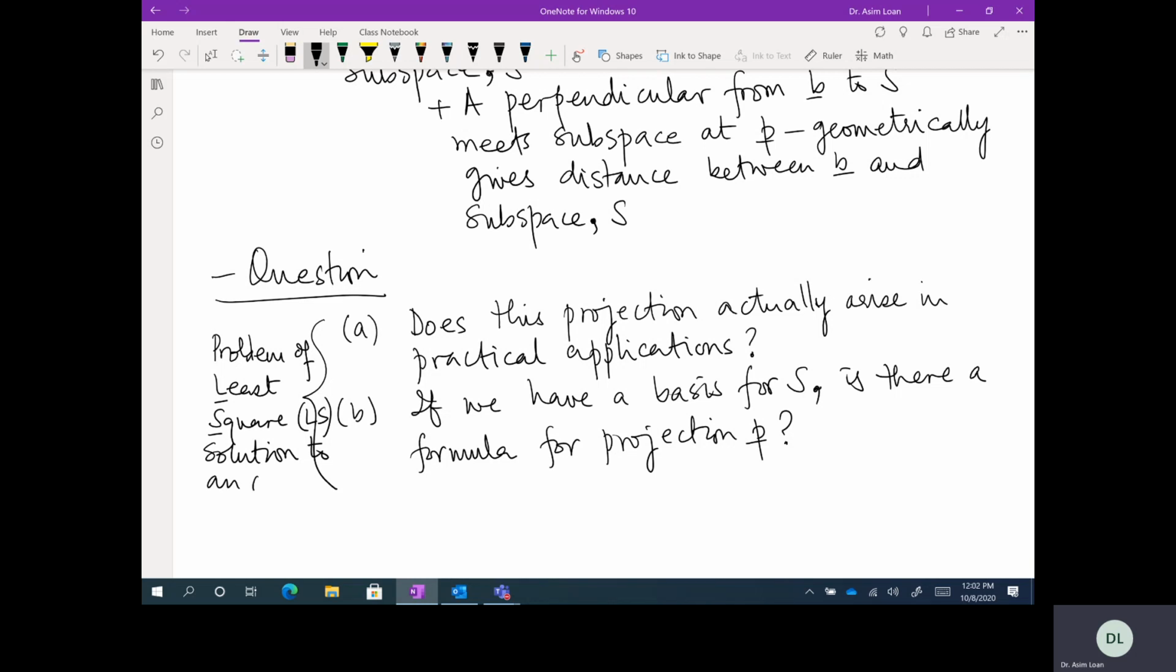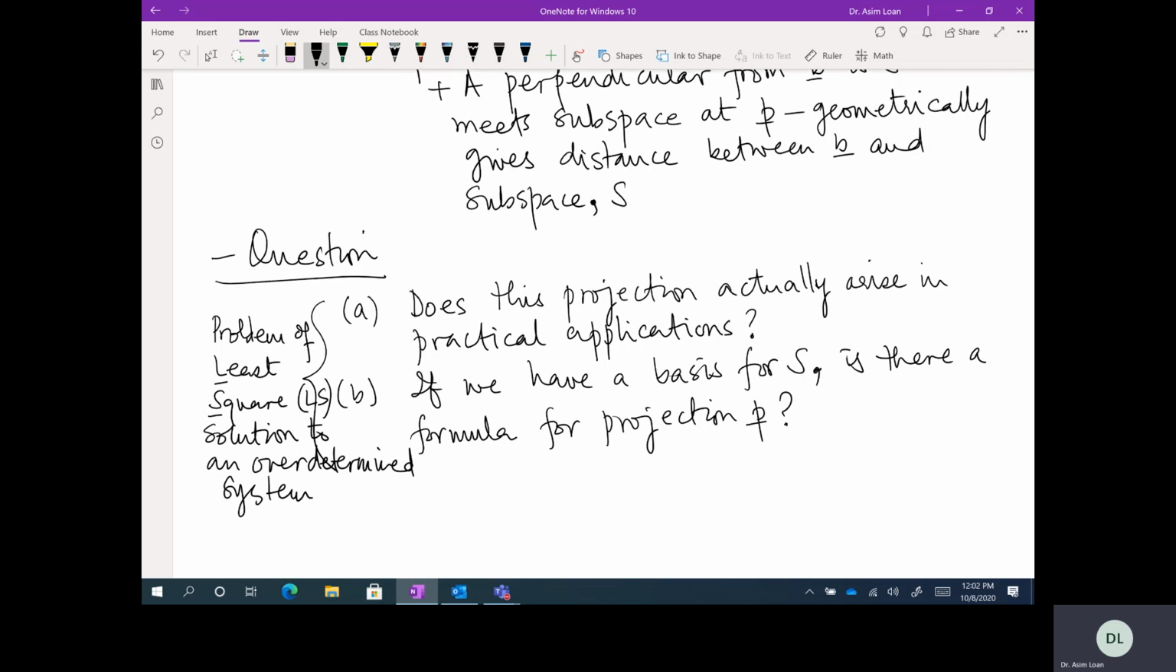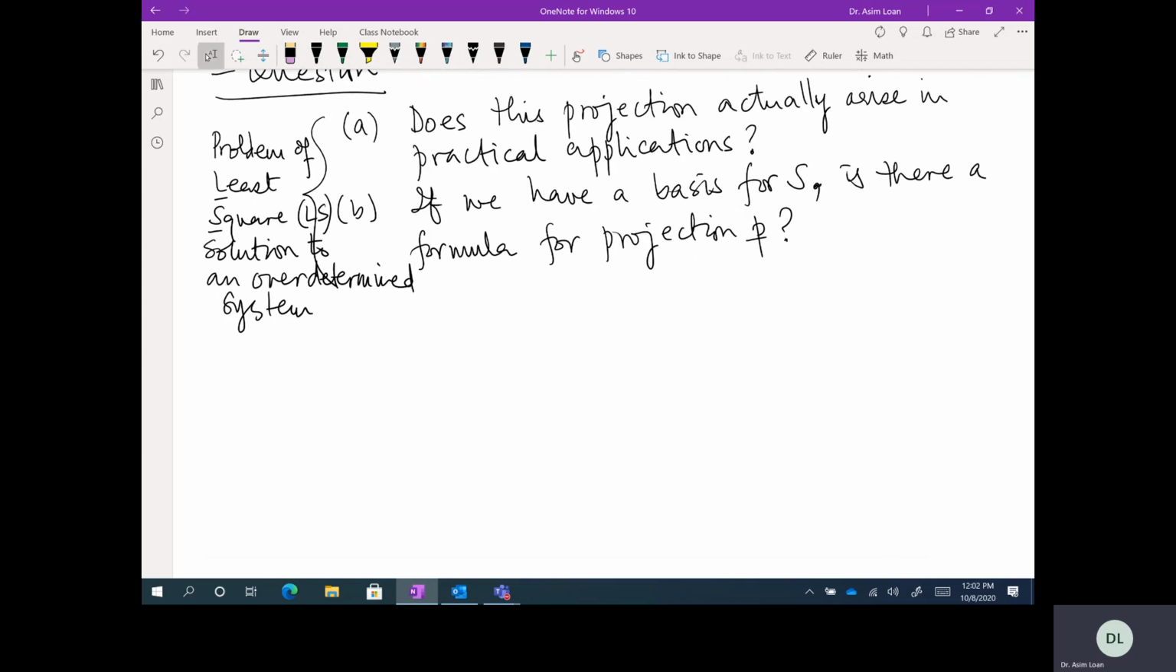Solution to an overdetermined system. Don't worry about over or underdetermined systems. As long as we know the theory, we can always figure out whether the solution exists or not. So the answer to the first part is yes.